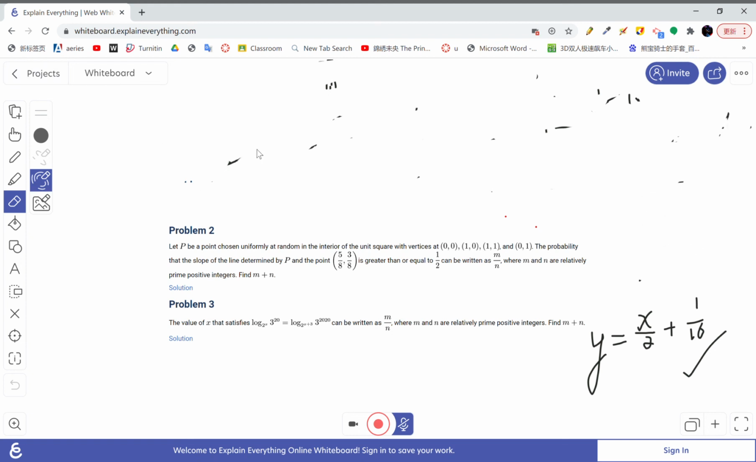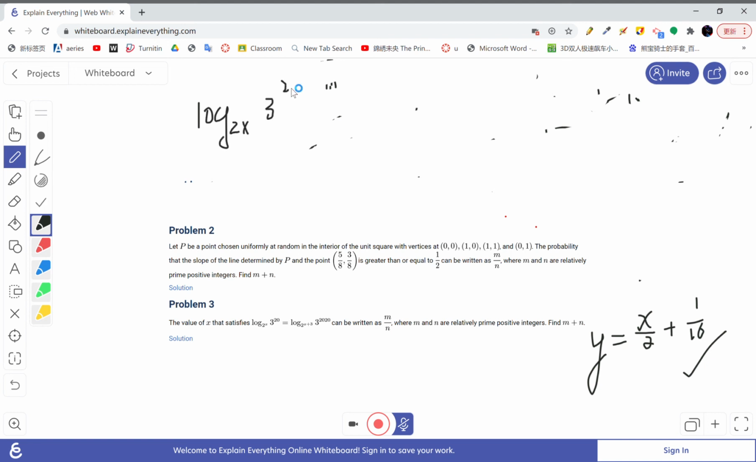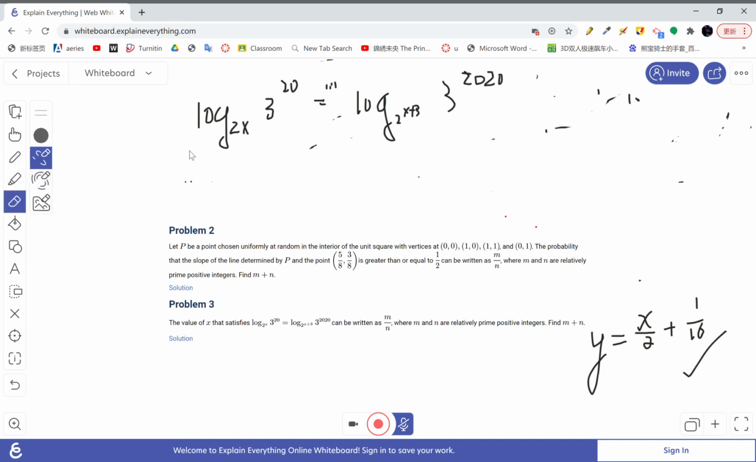So let's start with problem number 3. It says log base 2^x of 3^20 is equal to log base 2^x of 2^(x+3) times 3^2020, right? This is actually 2 to the x power, okay?